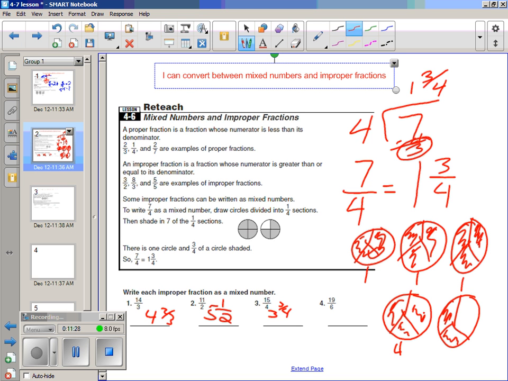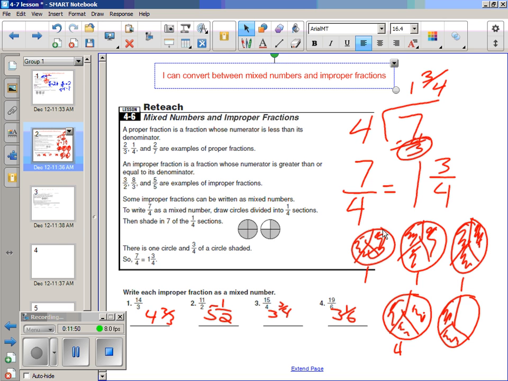Okay? And how many 6's will go into 19? How many 6's will go into 19? 6, 12, 18, 3. How many are left over then? 1 out of 6. How'd you do?